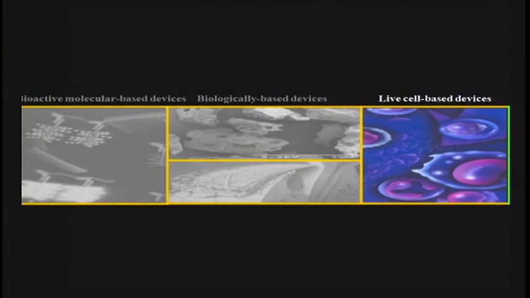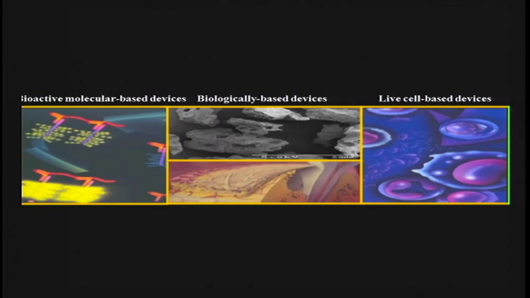On the opposite end of the tissue engineering matrix, we have live cell-based devices. These devices bring with them cells, cytokines, collagens, all sorts of things that we need for regeneration. And I'd like to share with you studies that we've done recently using all 3 areas of the tissue engineering matrix. Let's begin with the center, the biologically based devices.